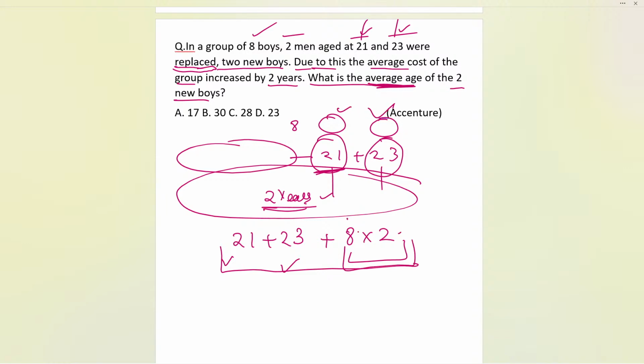So we add it like this: 44 plus 16, which makes 60. And now we need to find the average. So 60 by 2, that is 30, is the average of these two boys. I hope it is now clear to everybody. The 30 is the answer we are getting. That is, B is the correct answer. I hope everybody is clear with this part.